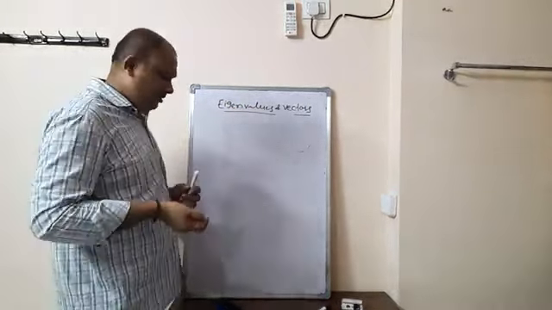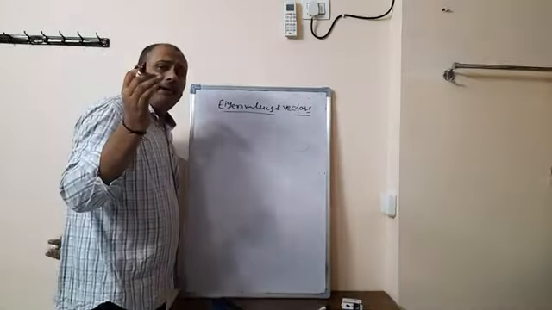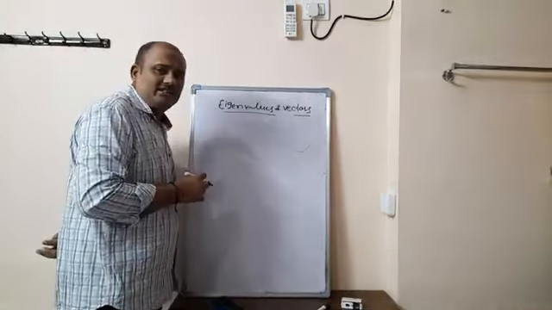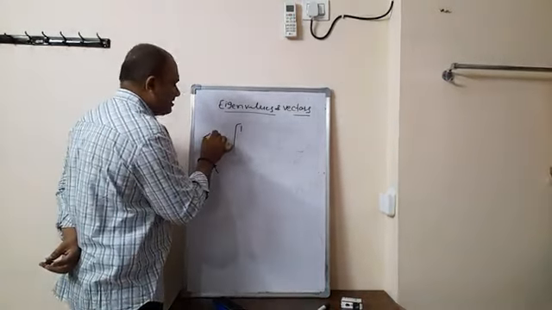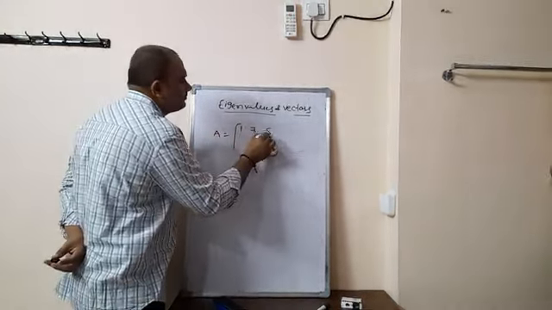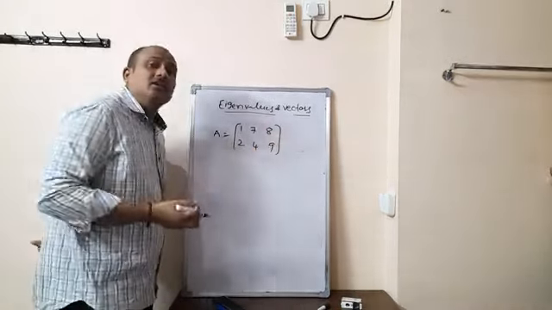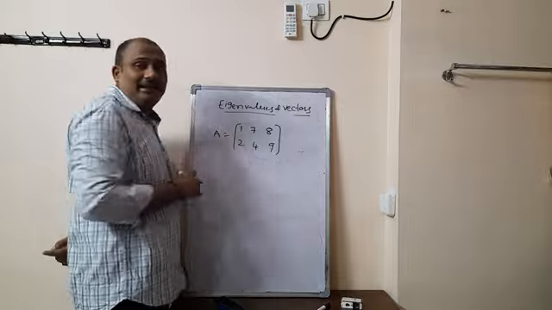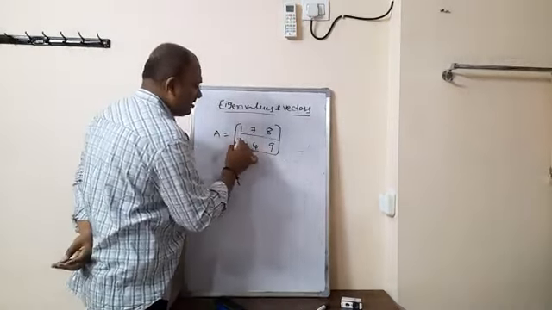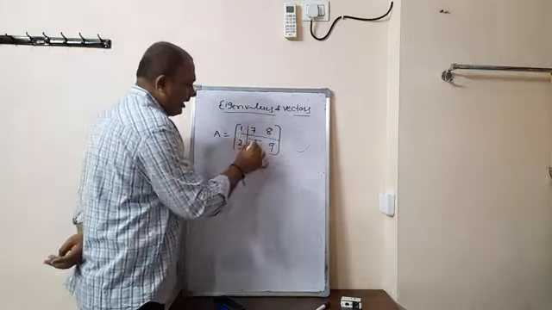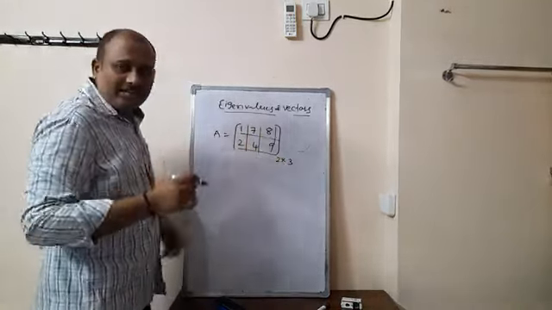And first of all, we will go for a small point: the representation of elements in a matrix. Suppose I take an example, matrix A. How are we representing the elements? What is the order of the matrix? It consists of 2 rows and 3 columns, so the order is 2 by 3.